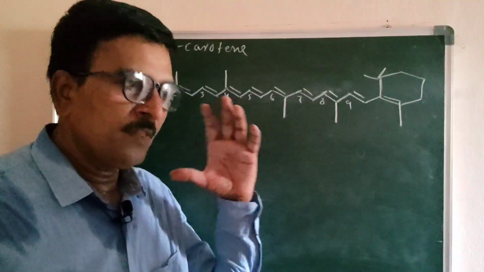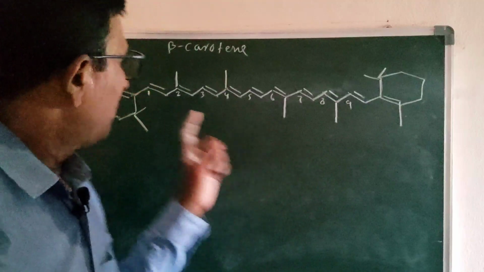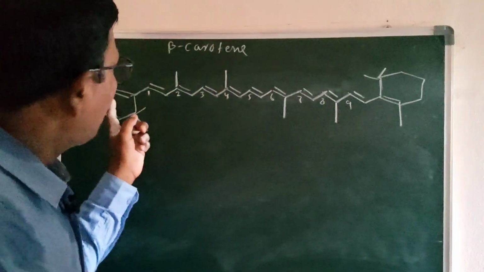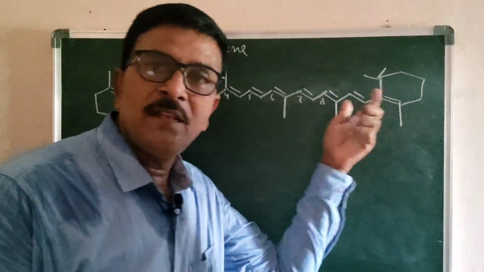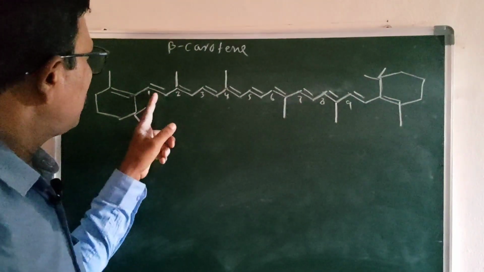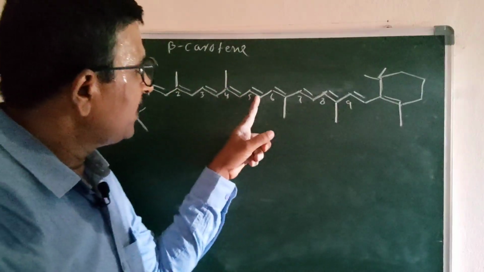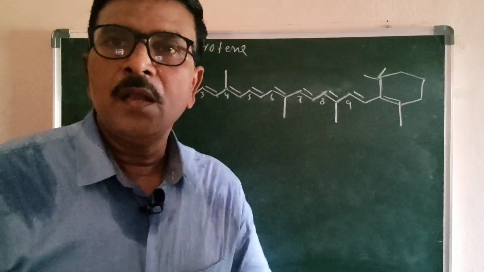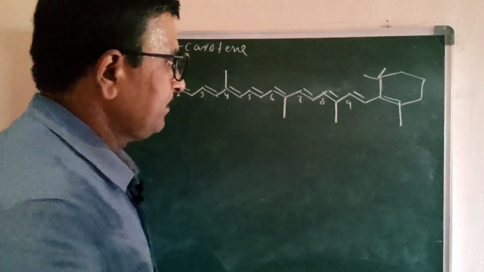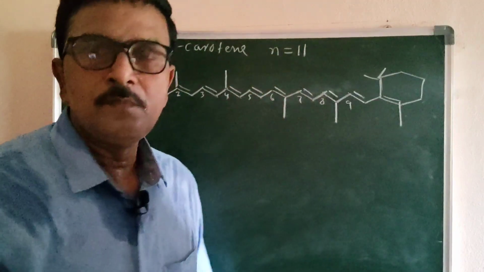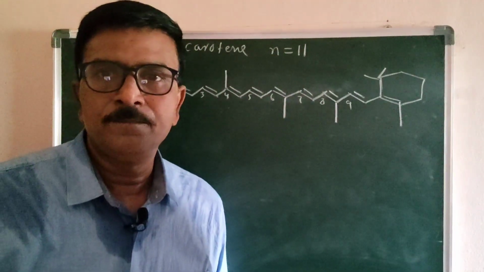Let us take beta carotene where all the double bonds are conjugated. The double bond inside the ring as well as the double bonds in the side chain are conjugated. 1, 2, 3, 4, 5, 6, 7, 8, 9, 10, 11. Total conjugated double bonds are 11. N is equal to 11.